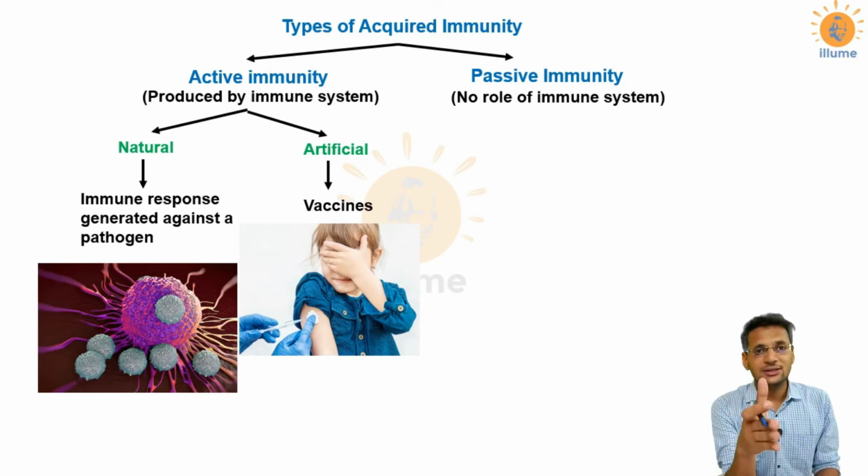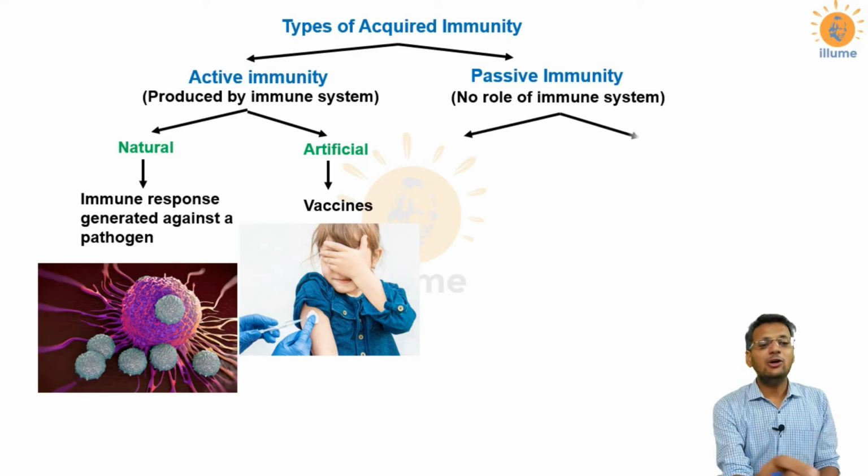Most of the students get confused whether vaccination is passive or active, just because they think that in vaccination we are providing something to the patient. But analyze it properly: we are providing antigens or pathogens against which an immune response is actively produced by the body. So vaccination is an example of active immunity and not passive immunity. Now I'll talk about passive immunity.